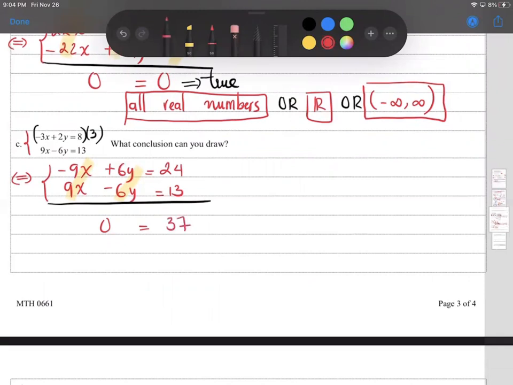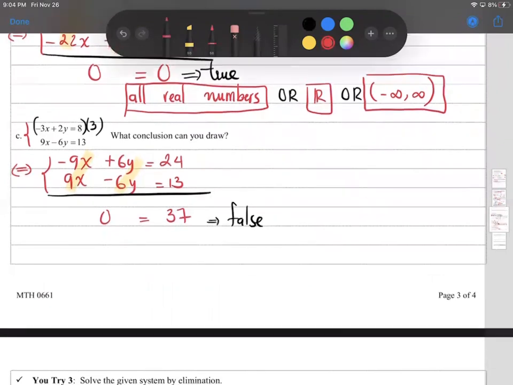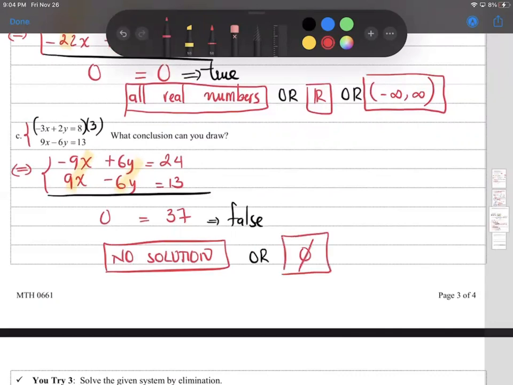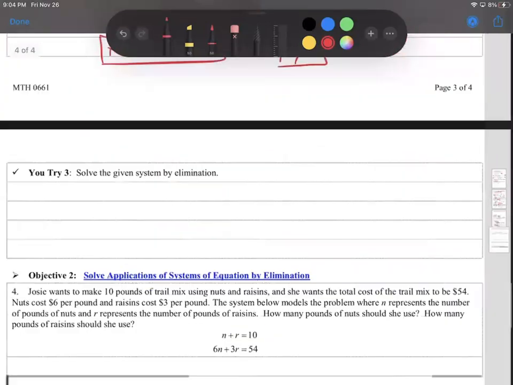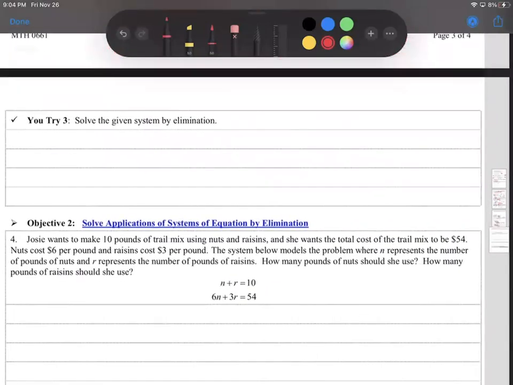Well, 0 is definitely not equal to 37. This is a false statement. When we have a false statement, there's no solution. No solution. I accept this answer, or if someone wants to be fancy and use math notation, that means empty set. 0 with a cross, empty set. Again, just give me one.